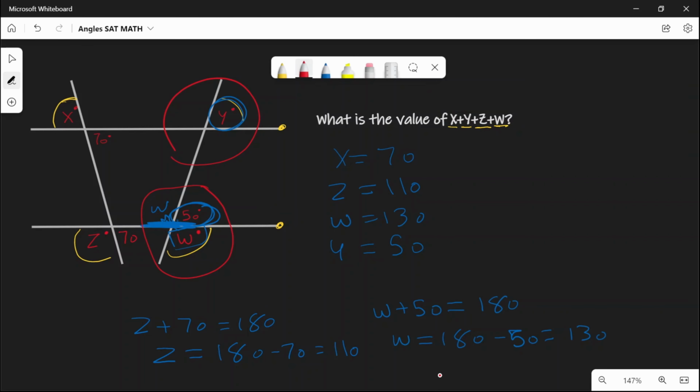Now let's add all these values. 70 plus 110 is equal to 180. 180 plus 130 is equal to 310. 310 plus 50 is equal to 360. So the total value of all these angles is 360 degrees.